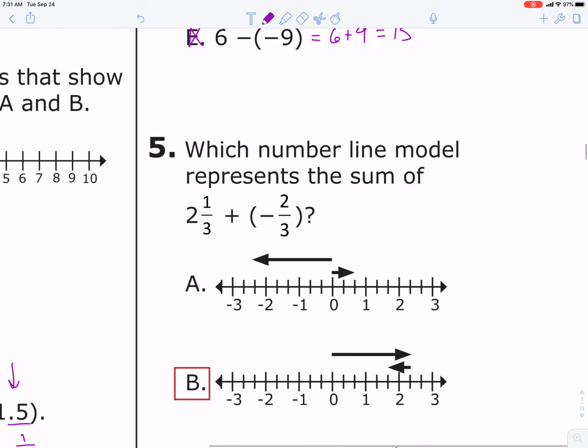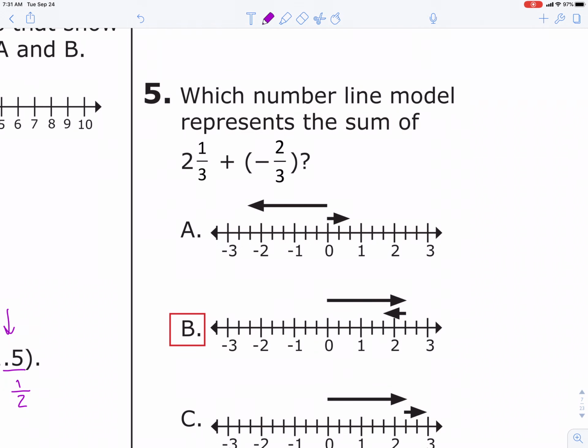Let's go to number 5. Which number line model represents the sum of 2 1/3 plus a negative 2/3? Well, what you need to do is look at the bottom. You're looking at the first one that starts at 0, because always what they do on number lines is, let's say, just as an example, they want to start something with 6. So they go, okay, 6. So we've got to go this way, 6. Okay, so that's what they do. They start from 0 and go to the first number.